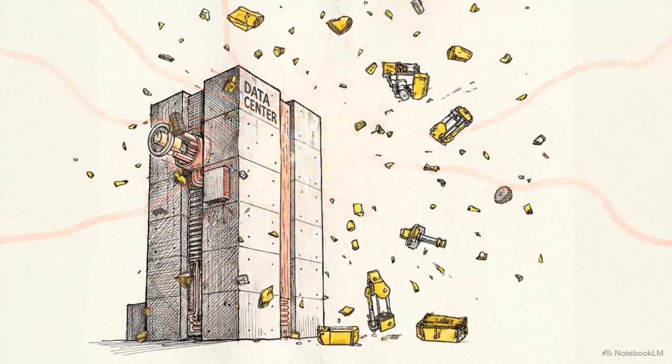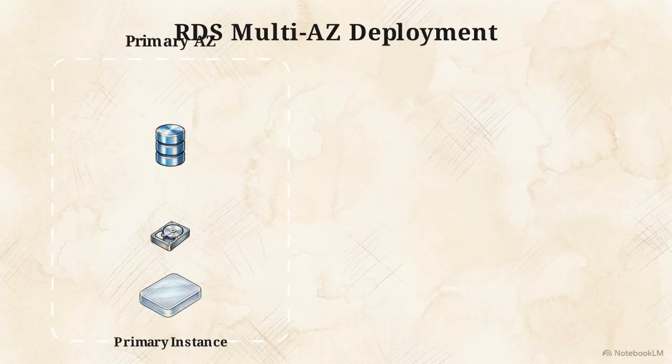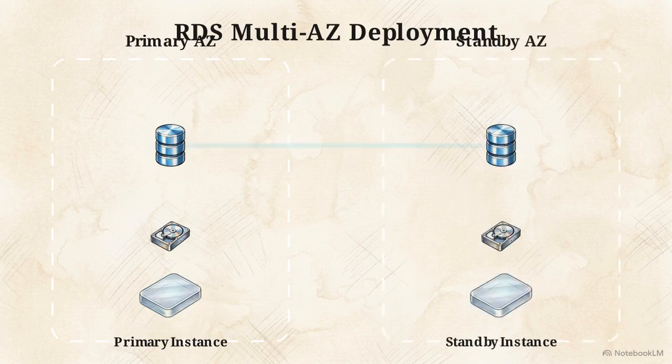To build a true disaster recovery mechanism, you must implement an RDS multi-AZ deployment. This architecture provisions a redundant standby instance in a completely separate availability zone, connected to the primary database by a dedicated fiber pathway. Unlike read replicas, multi-AZ uses strict synchronous replication.